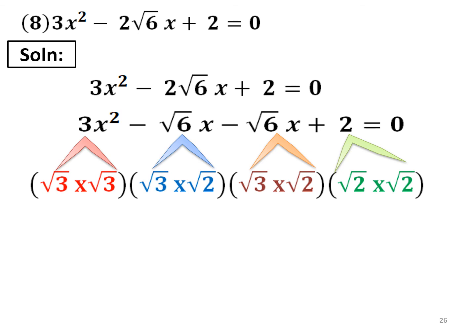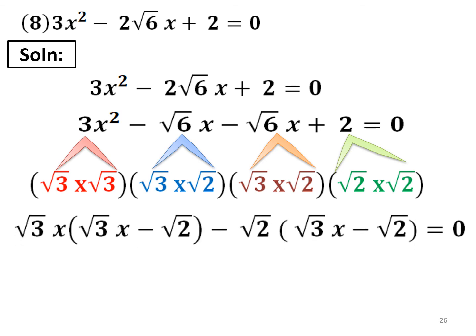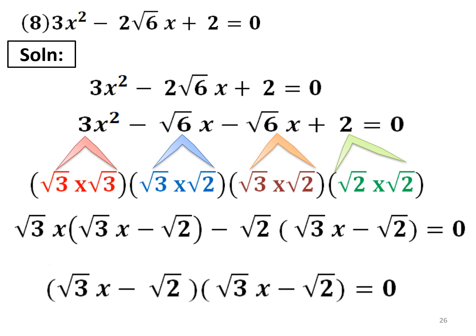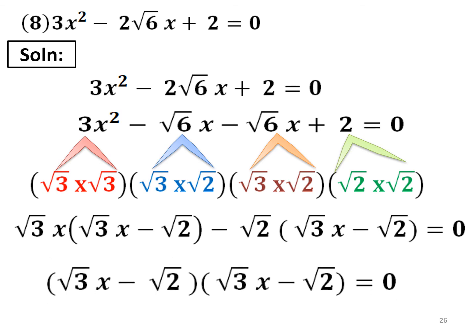So when I multiply root 3 and root 2, two different numbers, they get multiplied but the square root sign does not go. And root 2 into root 2, same number, and that is why the square root sign goes. Now we can say there are common terms. If I see the first and the second one, that is the red color and the blue color, root 3x is common. And in the last two terms, root 2 is common.